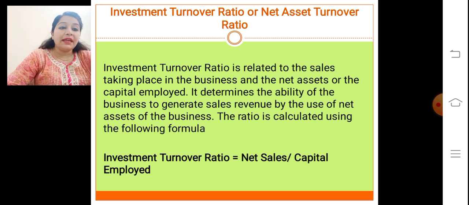Next is net asset turnover ratio or investment turnover ratio. It relates to the sales taking place in the business and net assets or the capital employed. It determines the ability of the business to generate sales revenue by the use of net assets of the business. This ratio is calculated by this formula: net sales upon capital employed.